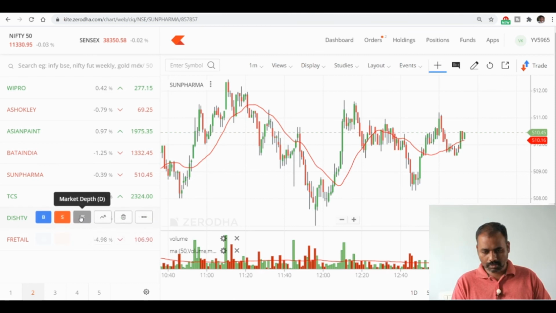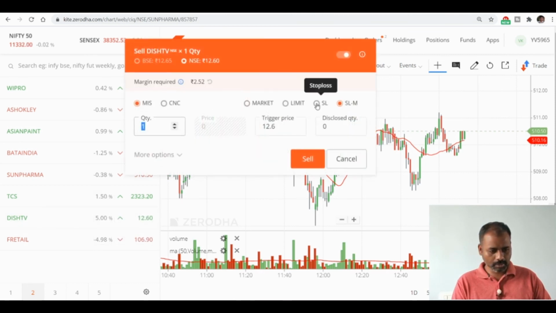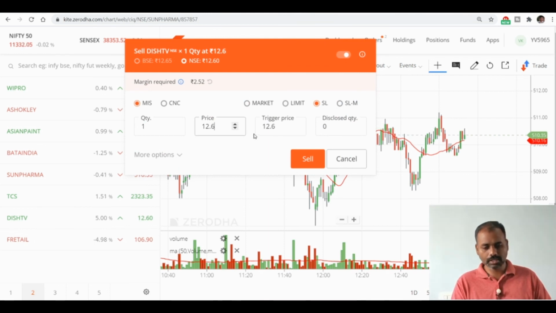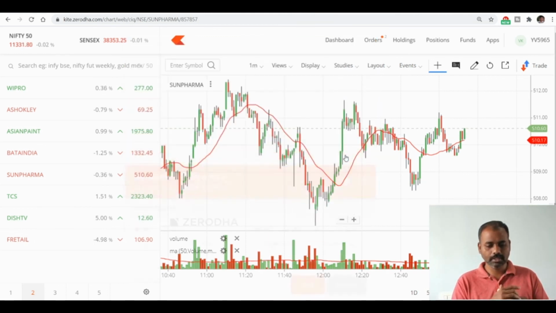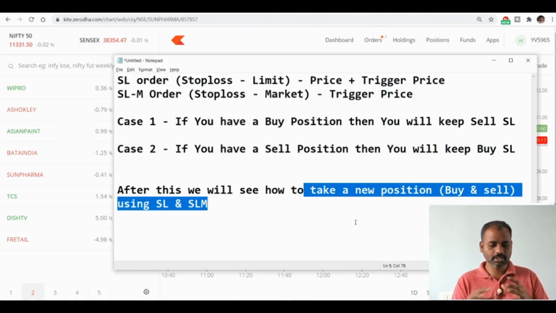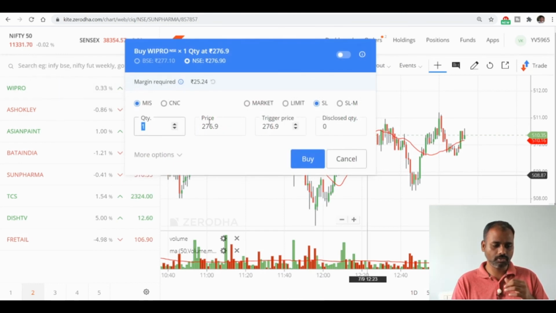So similarly, if you want to use the SL, you can choose the trigger price and the price at which you want to buy. You can also do this. Similarly, I explained it. So this is the concept of SL and SLM, where you can use these four items to enter a new position and exit a position. So this is how it is.